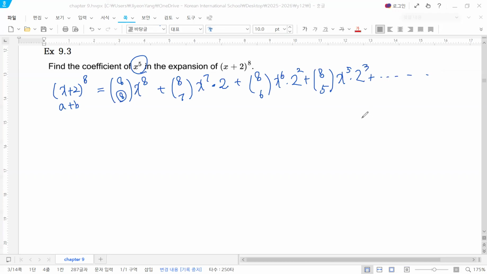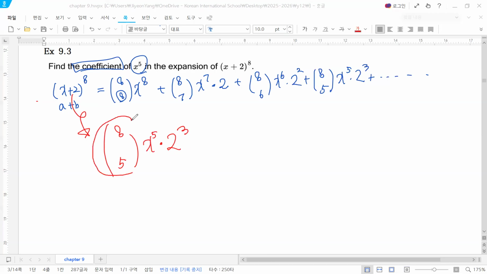Do you understand? But you don't have to expand this one because they just ask you to find the coefficient of x to the power of 5, right? So you can select the term which has x to the power of 5. So from here, if I were you, 8C, and then we are going to choose 5 of x, right? 5 of x, yes, combination 5. Then x to the power of 5, followed by 2 to the power of 3. And then students, by using your calculator, please calculate this value.